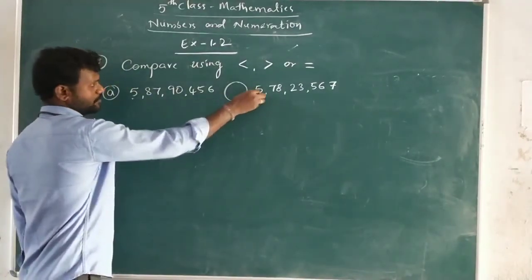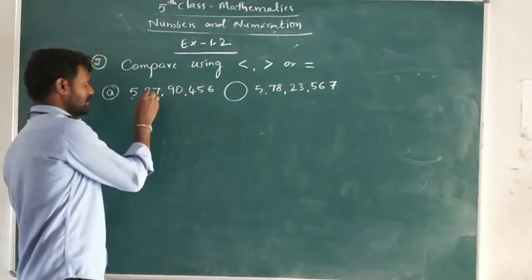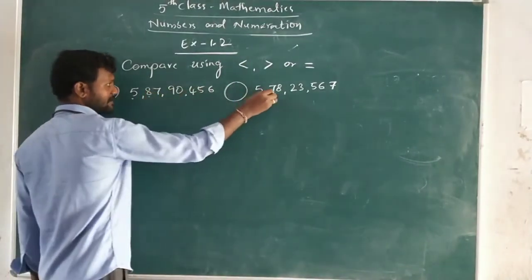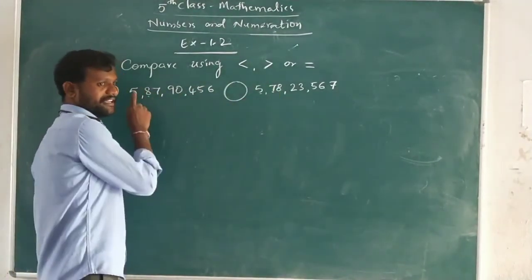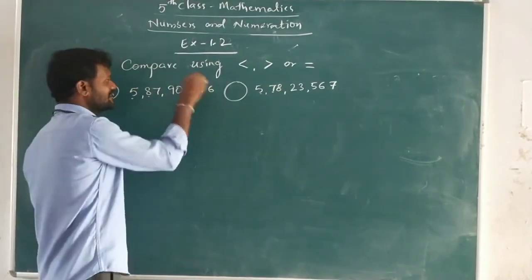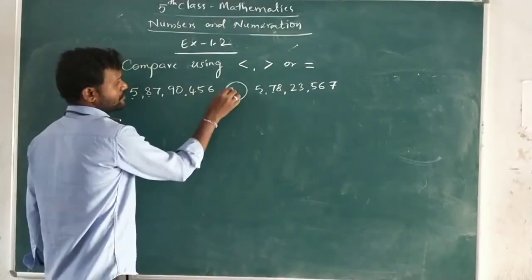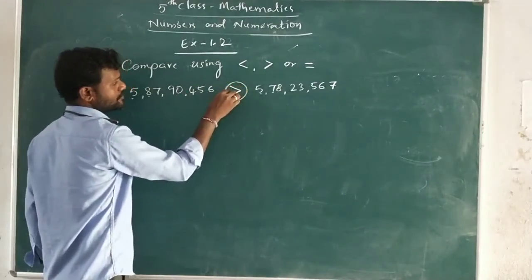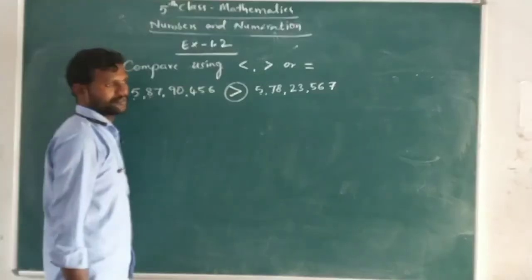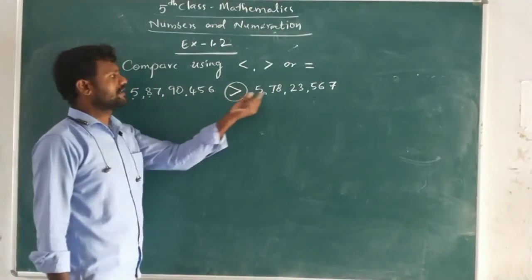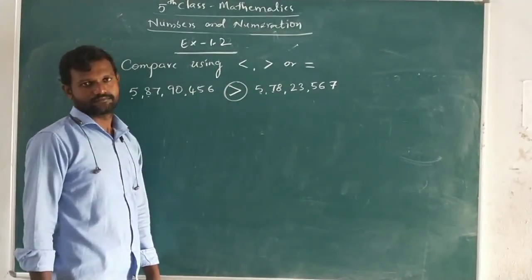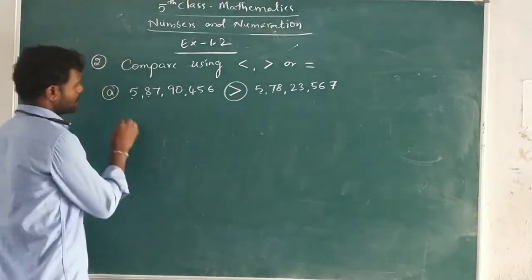5 and 5 both are same. Second one, 8 and 7. So 8 is bigger than 7. So this number is bigger. Always the two ends go towards the bigger number. These two towards the bigger number we have to write. So this is greater than this one. Okay, next write the second problem.